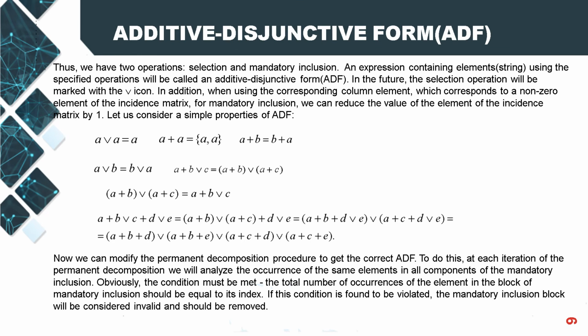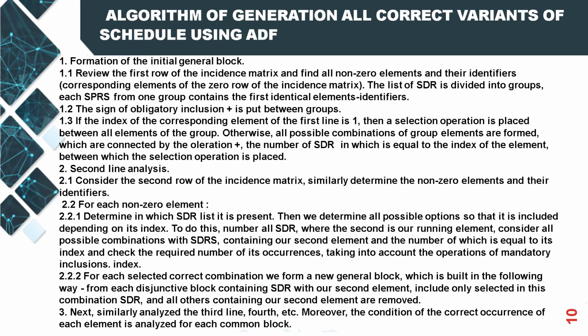So we can define an expression containing elements using the specified operations as additive disjunctive forms, ADF. You can see a small property of ADF on this slide, and now we can modify the process of permanent decomposition and use the ADF. We propose such an algorithm of generation of all correct variants of scheduler using ADF. This algorithm consists of several steps.